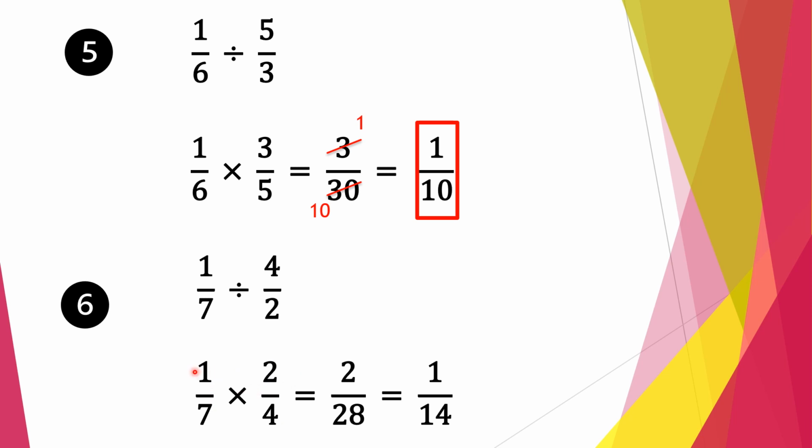We times the numerator first. 1 times 2 is 2, and we times the denominators. 7 times 4 is 28. Now top and bottom is divisible by 2. 2 goes into 2 once. 28 goes into 2 14 times. So our solution is 1 over 14.